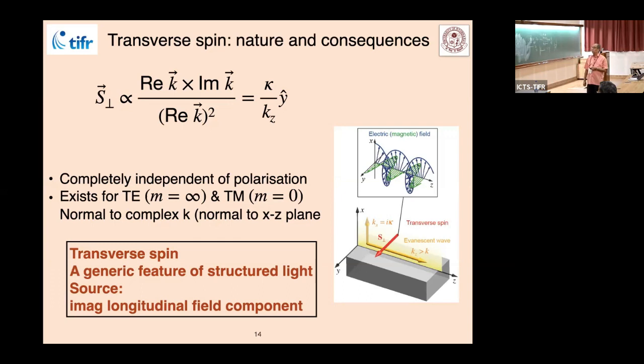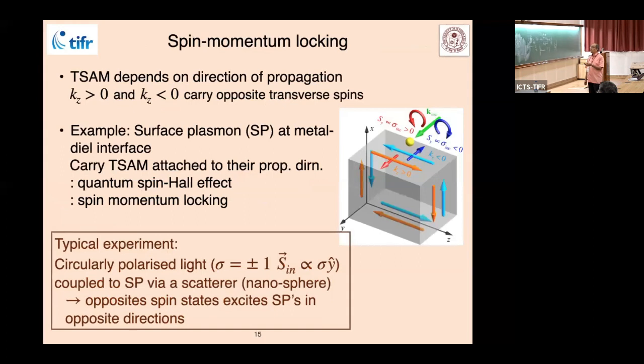So a generic feature of structured light, as I said earlier also, is an imaginary longitudinal field component, that is the source of this transverse spin. And as I said, this is all because of rotation in the XZ plane, the rotation in the plane of incidence. This is again a picture from Bloch's paper, as I said. And now we move on to more details of this spin momentum locking.